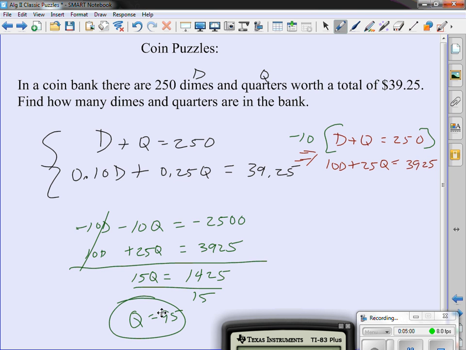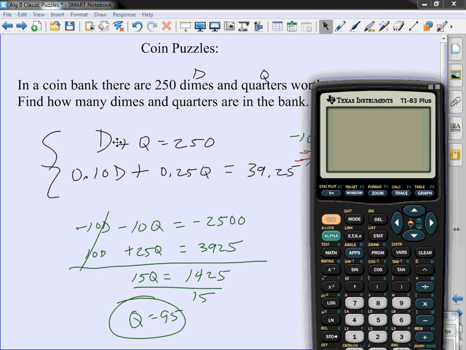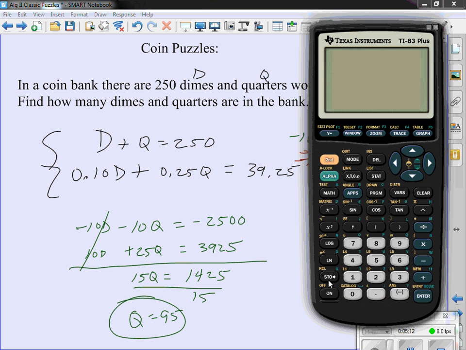So if there's 95 quarters, how many dimes are there? How would you figure this out? By plugging the Q back into the equation. Substituting back into this original one, which really all I have to do is take 250 minus 95. So if there are 95 quarters, there has to be 155 dimes. And that's your answer.